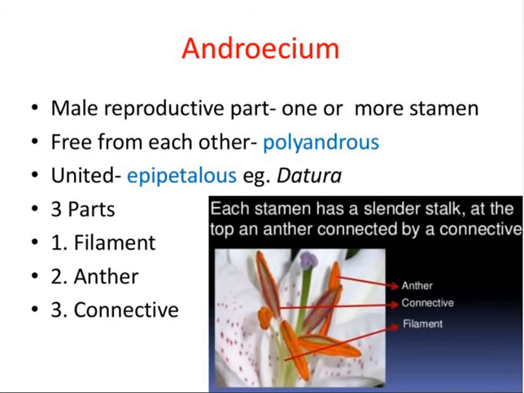Now let's see the structure of androecium. What is androecium? The male reproductive structure of a flower is called androecium.